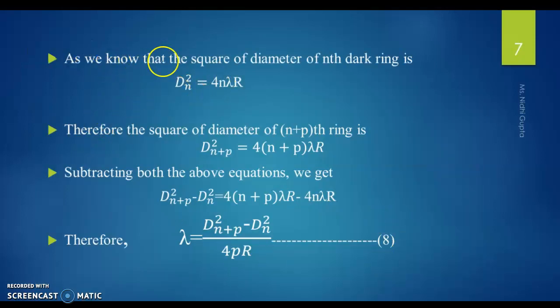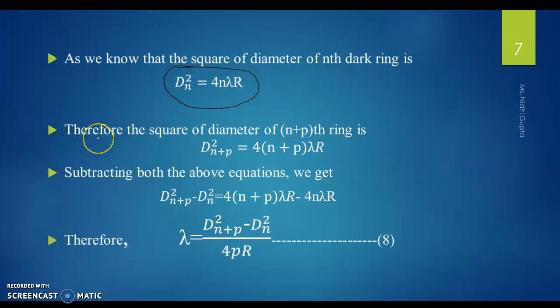Suppose we have measured the diameter, and we already know that the diameter of any dark ring is given by root of 4n lambda r. Here we are using dn square. So dn square for the dark ring in reflected light is given by this equation, which we discussed in the last lecture: dn square is 4n lambda r.